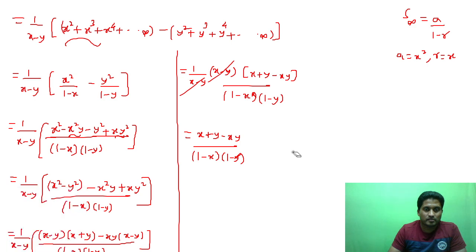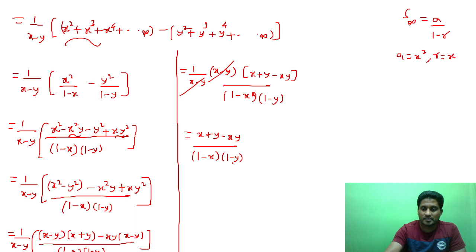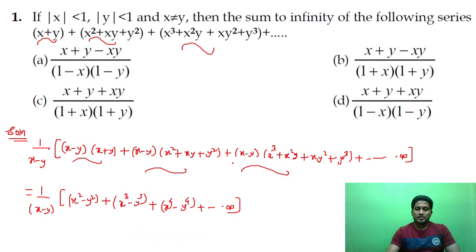Okay, 1 minus x into 1 minus y. That's the answer: x plus y minus xy into 1 minus x into 1 minus y. That's the first option. Okay, let's move to the next question.